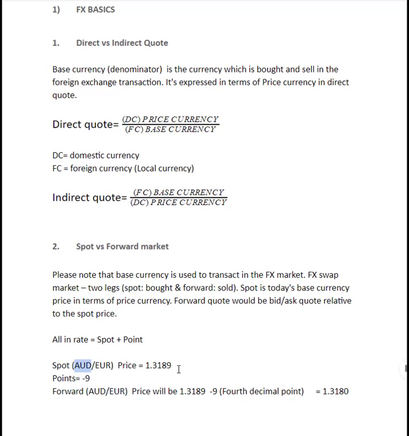And most of the time, these forward rates are given as points. And the way to calculate forward rates is like subtracting or adding, depending whether it's negative or positive, to the last decimal point. So in this case, the point is given as -9. So the last decimal point is 3189. So 9 is the last decimal point. We subtract this point from the last decimal point. So this is our forward exchange rate.